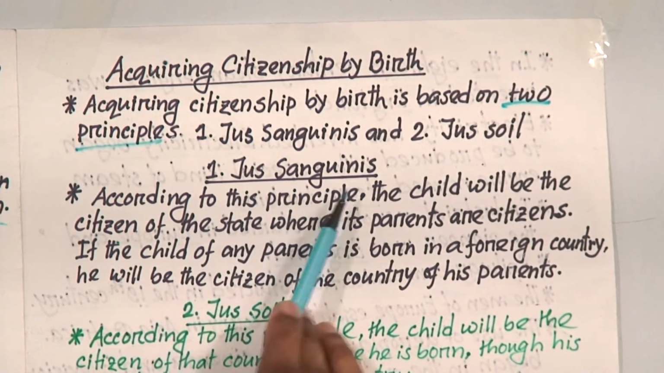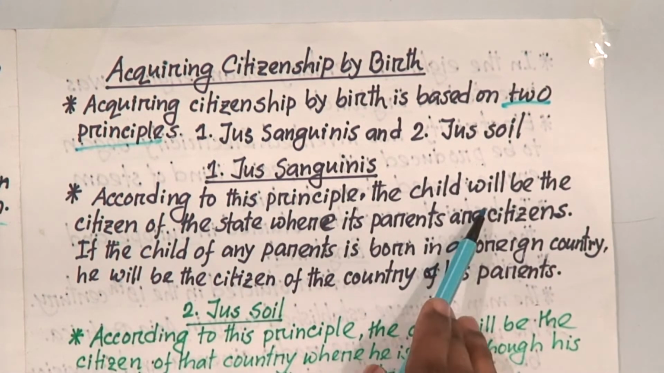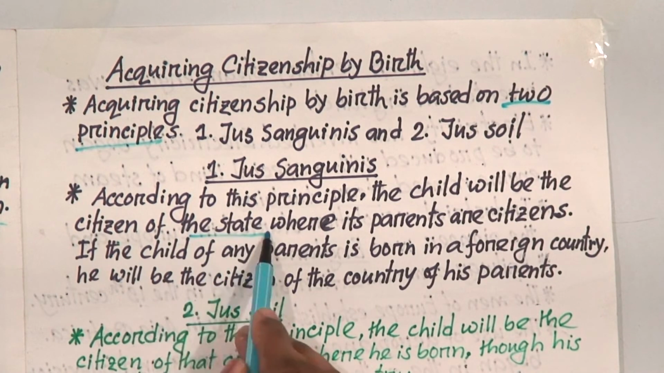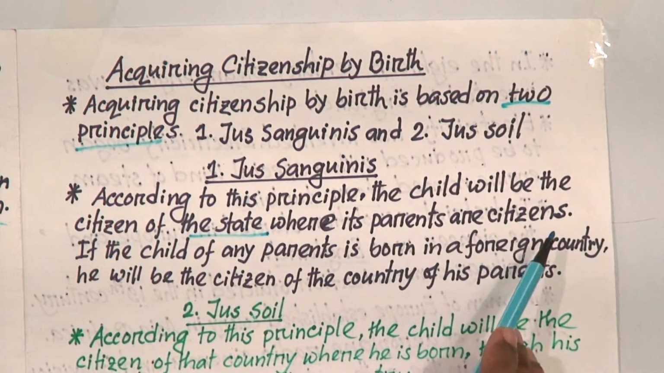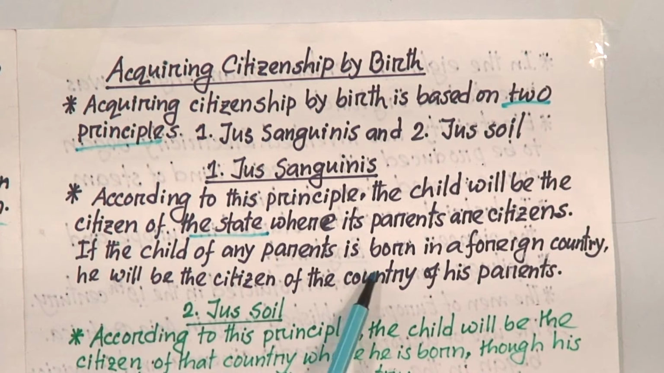What is jus sanguinis? According to this principle, the child will be the citizen of the state where its parents are citizens. If the child of any parents is born in a foreign country, he will be the citizen of the country of his parents.